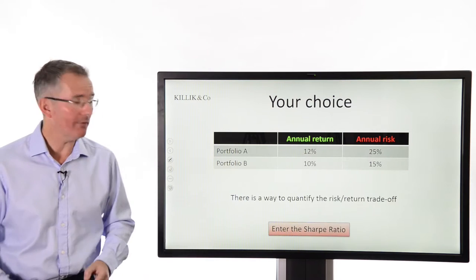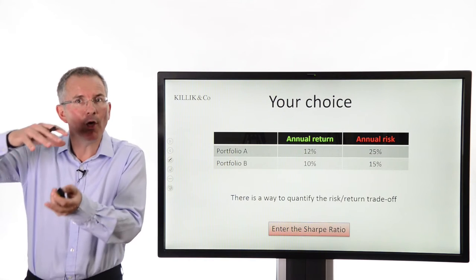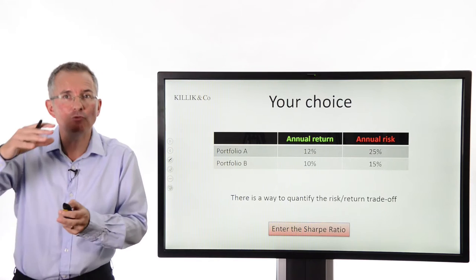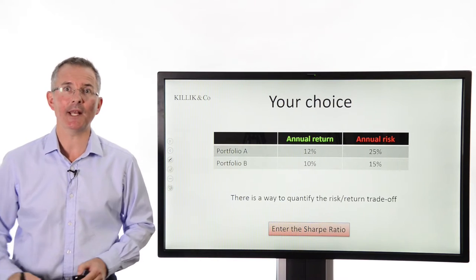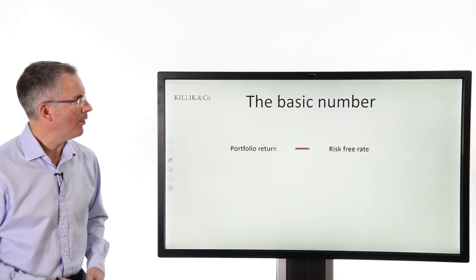And that is the point of this thing called the Sharpe ratio. It puts those two components together, risk and return, and says which one looks better now. Okay, so what is the number?